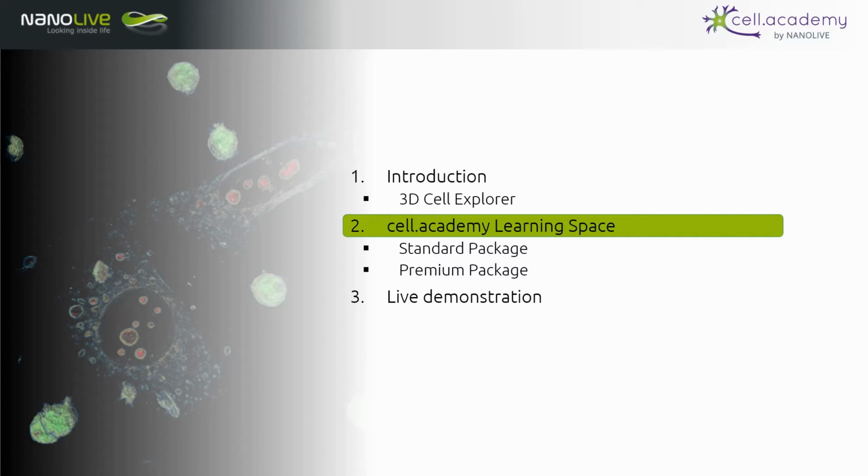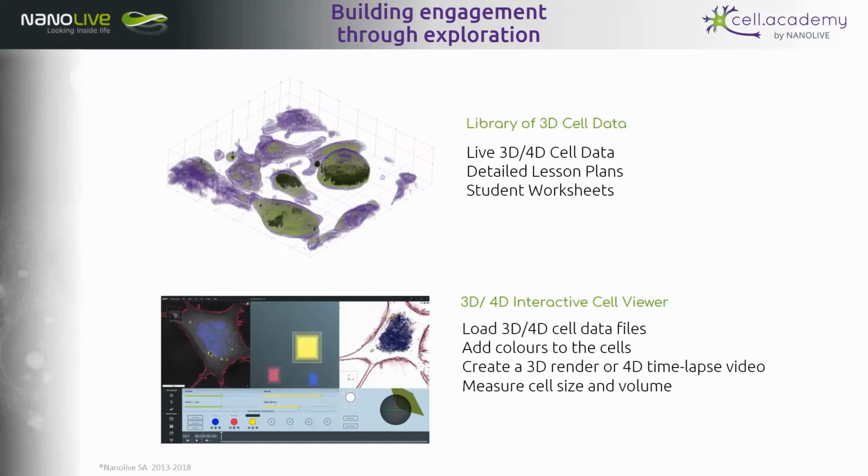So subscription to the Cell Academy learning space gives you access to a library of cell images, all taken with the 3D Cell Explorer. We also provide detailed lesson plans and worksheets to guide both teachers and students through the exploration of 3D and 4D cell data. The subscription also gives the whole school licenses to our Cell Viewer software, with which the students can interact with the data, add colors to the cells, and work with cell size and volume measurements to complete the worksheets.